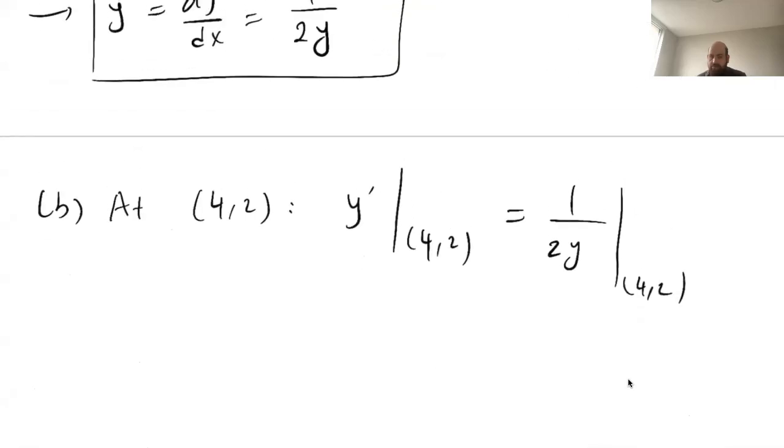Okay, y prime was 1 over 2y. We have to evaluate it at the point (4, 2). How much is that going to be? The y value is 2, so 1 over 2 times 2, which is 1 over 4.